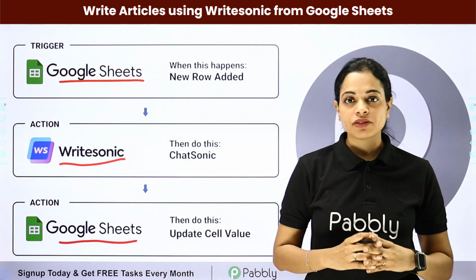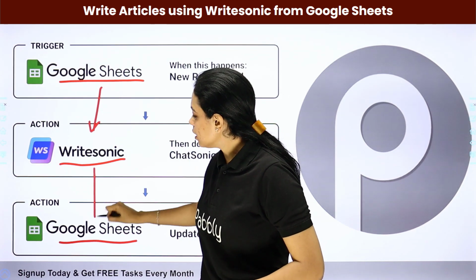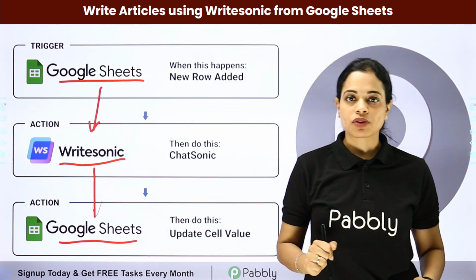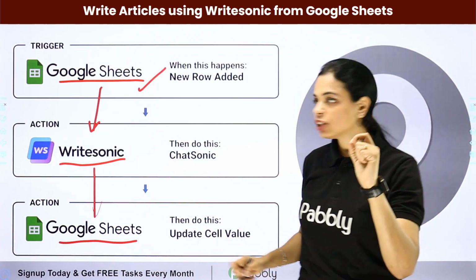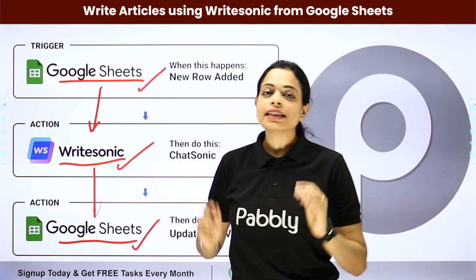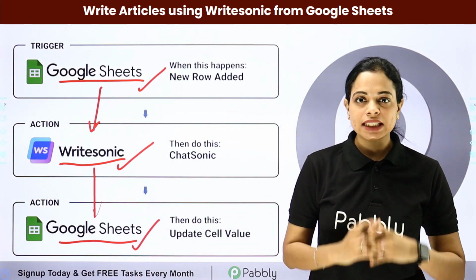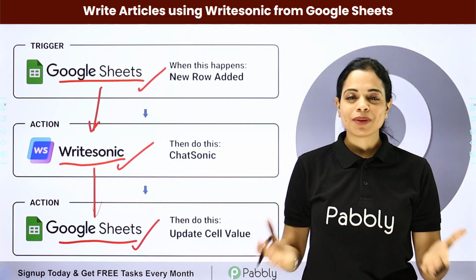Now, how can that be done? For this, you will have to integrate the two applications, and the same thing can be done using Pabbly Connect software. So here your trigger application would be Google Sheets, and your first action application will be Writesonic, and then again Google Sheet. Now, how can you do this yourself? Integrate and automate this entire process. To understand that, let me take you to my screen.